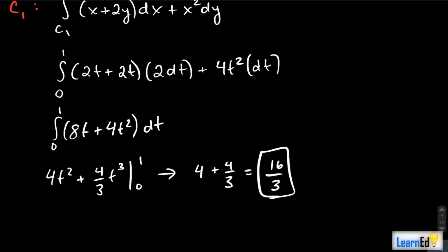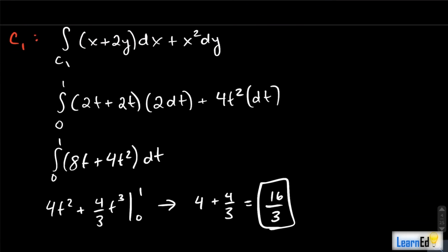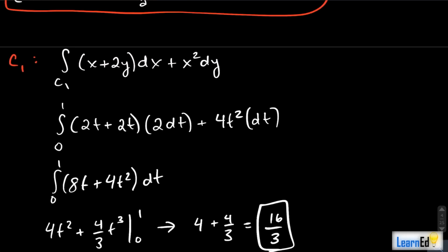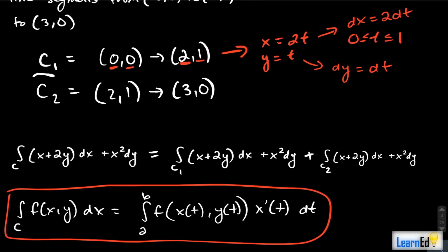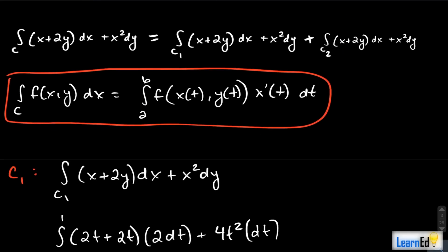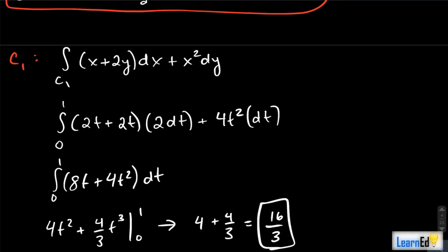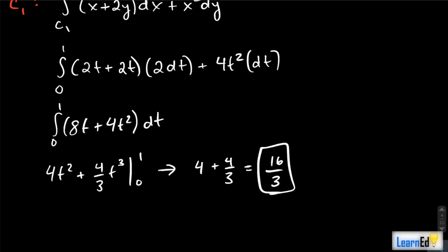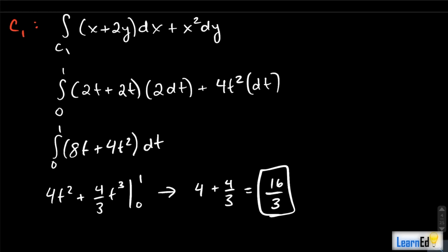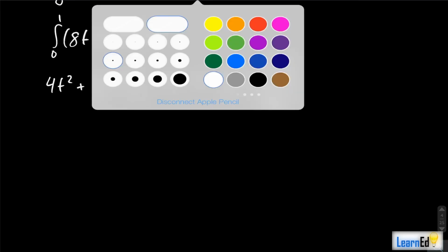Okay? So it's kind of like a step-by-step, all right? You first start off by parameterizing your curve. We did that, okay? We found x, we found dx, we found y, we found dy. We plugged all those things in, and we integrated, and then we evaluated. So that's all that really happened with our first curve. We do the same exact thing with our second curve.